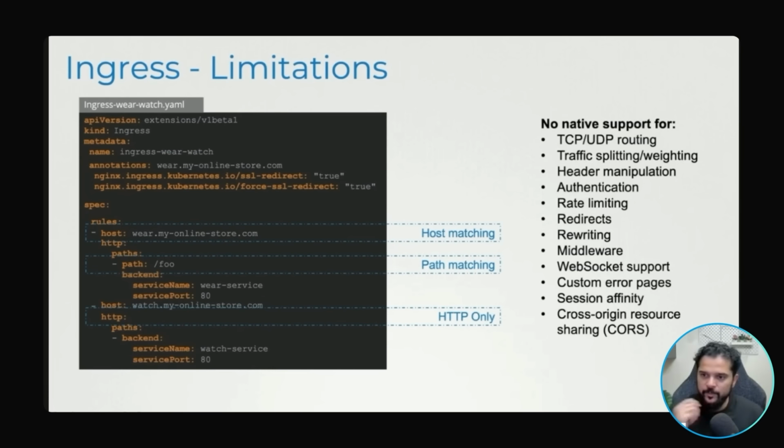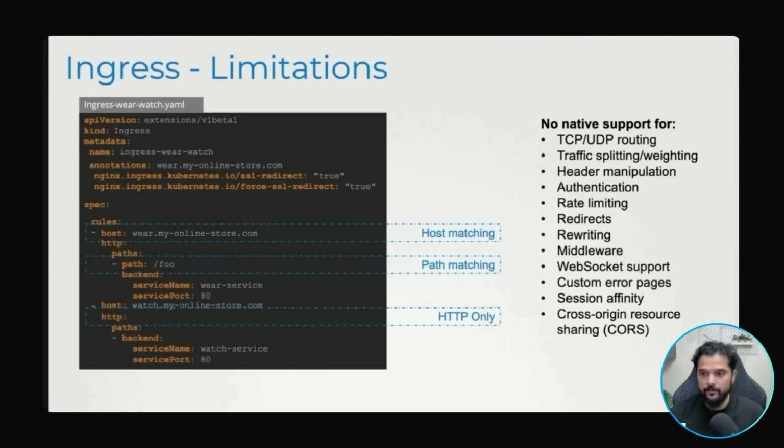So there was no native support for TCP or UDP routing. There was no support for traffic splitting. There was no support for header manipulation, authentication, rate limiting, redirects, rewriting, middleware, WebSocket, CORS, or session affinity. So there was no support for any of this in the native Ingress resource. And what I mean by that is you could not specify these configurations under the spec section of the Ingress resource, right? That's what ultimately that means.